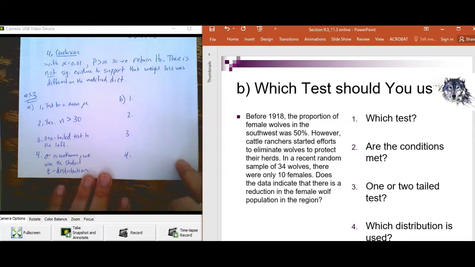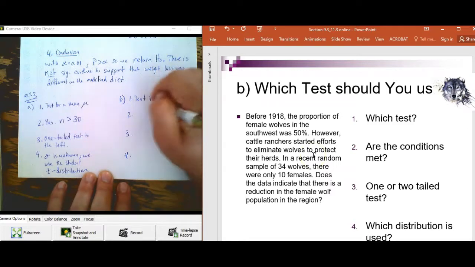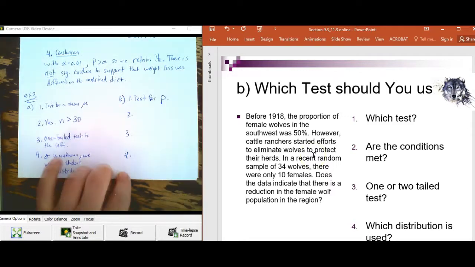Which test should we use? Does this test for a mean, a proportion, or a variance? Well, here we're given percentages, so that's a big indicator that this is a test for proportions, a test for P, the population proportion.